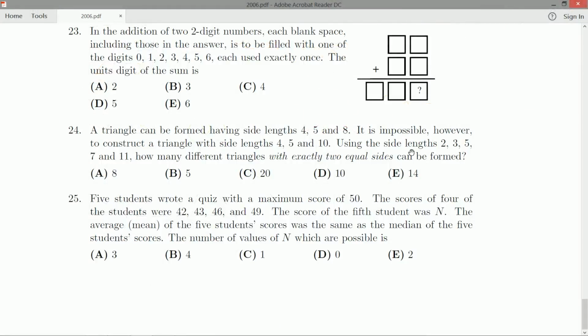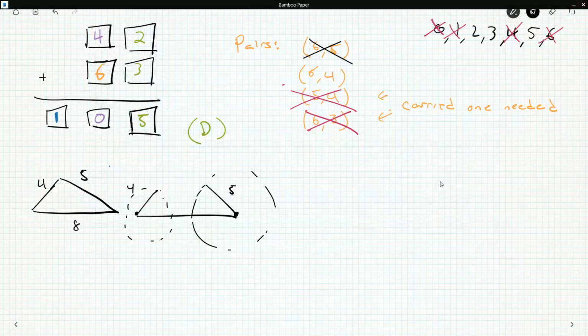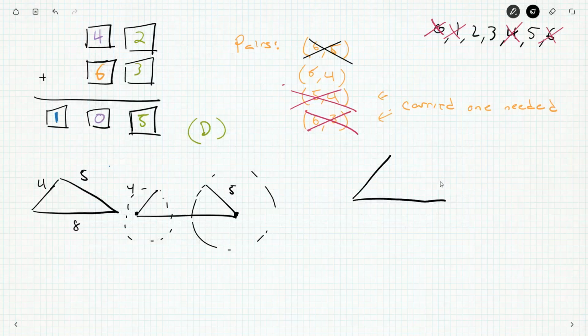Using the side lengths 2, 3, 5, 7, and 11, how many different triangles with exactly 2 equal sides can be formed? So they're talking about forming triangles, and the way triangles work is they have to satisfy something called the triangle inequality. We'll talk a bit about that, and then we'll probably start this question on a fresh sheet of paper.